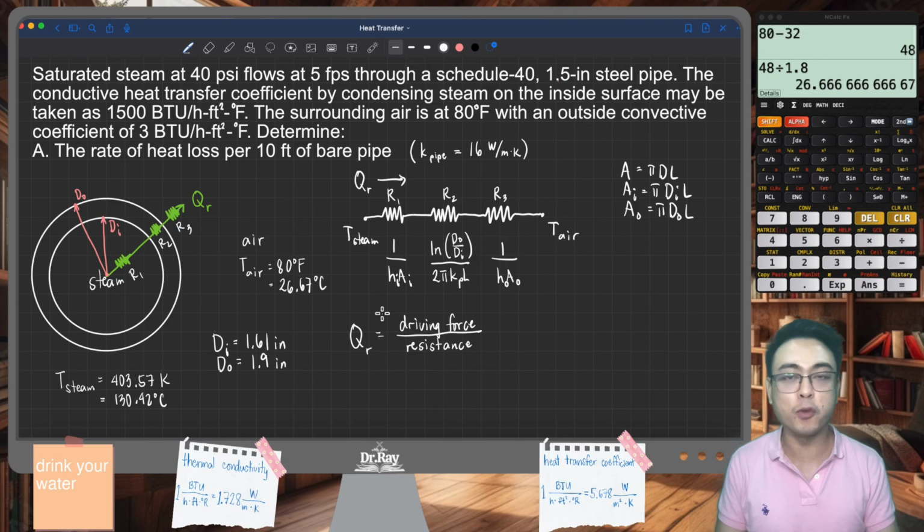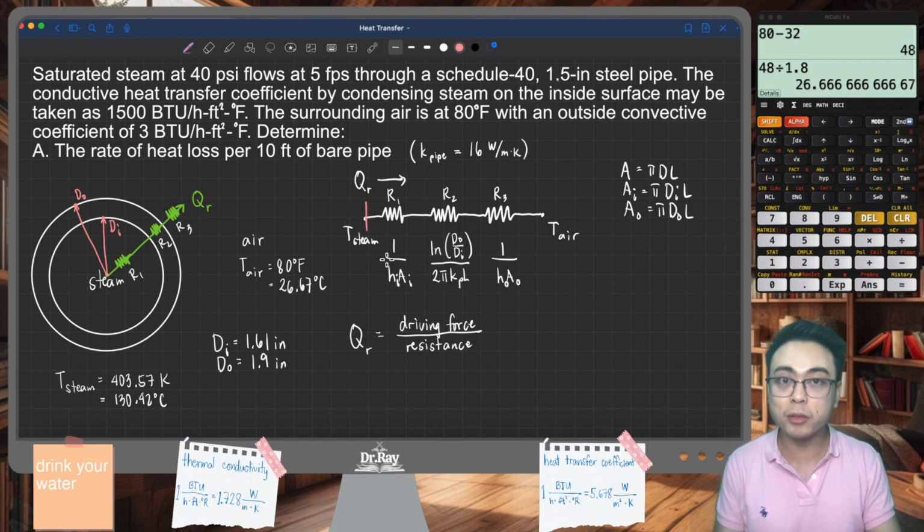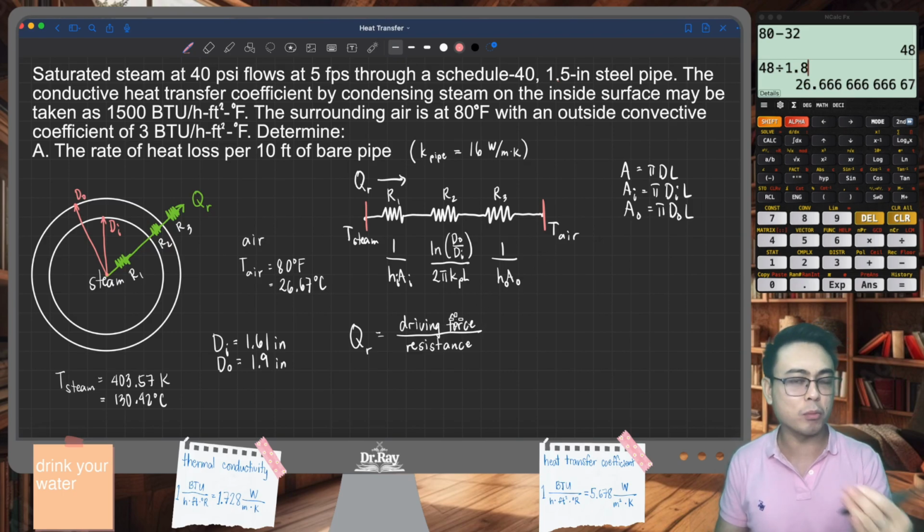So for example, if we are going to consider the entire system, you might want to consider this as your starting point, steam inside, and this as your ending point, air outside of the pipe. The driving force is simply the temperature difference between those two identified points. That's simply temperature of the steam minus temperature of the air. That's your driving force, right? The driving force is what makes heat transfer possible, the difference in temperature between two points.